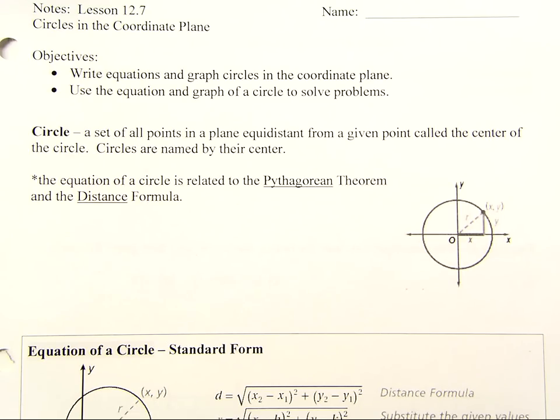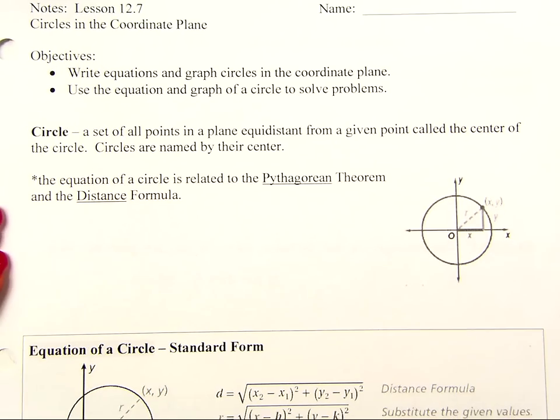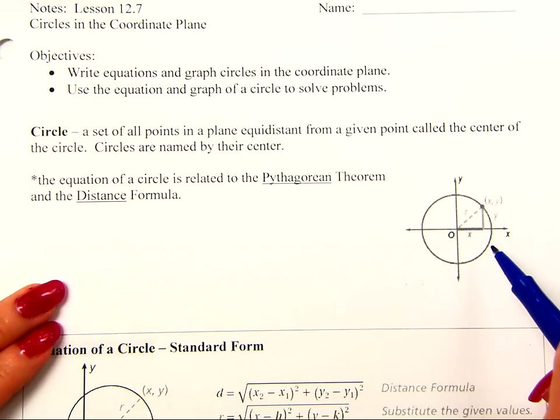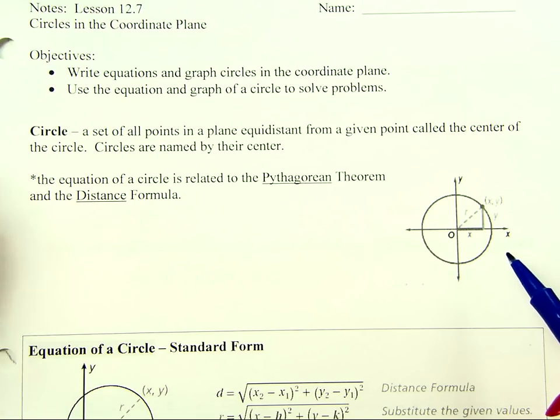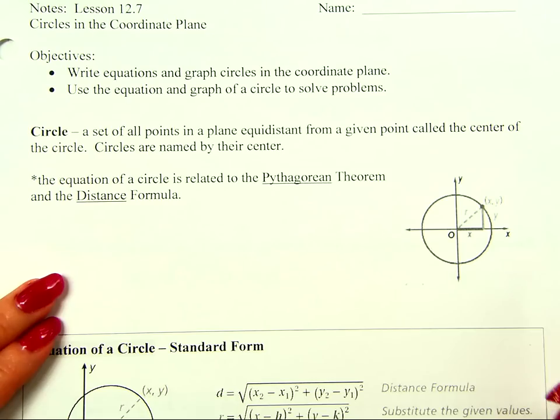Okay, in lesson 7, we're going to talk about circles in the coordinate plane. And we know when we take a circle and graph it on the coordinate plane that there has to be an equation for that circle. So we're going to take a look at that. We're going to start off first by taking a look at this diagram and noting that the equation of a circle is related to the Pythagorean theorem and the distance formula. And I'll look at both of those.